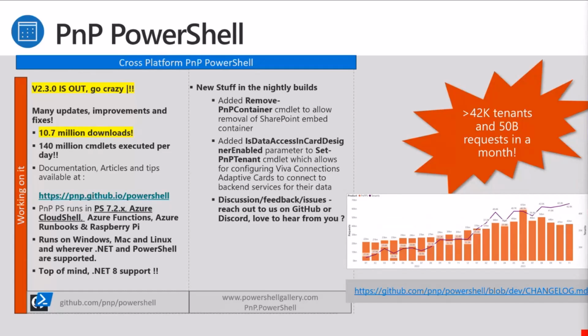So as you must have known, SharePoint Embedded released a couple of weeks back, and one of the commands that we added related to that is the Remove-PnPContainer command, right? So that's something that we added, and we also improved the Set-PnPTenant command to add the IsDataAccessInCardDesignerEnabled parameter. Quite a mouthful parameter name, but that's something that allows you to configure Viva Connections adaptive cards to connect to backend services. And we would absolutely love to hear from you. So do reach out to us on the discussion forum as well as on the GitHub issue list. That's pretty much from my end. Over to you, David.